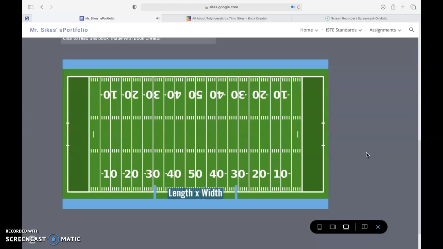Let's find the area of this American football field. Now we know that the football field is 50 yards wide, and we know that the football field is 120 yards long because each of the end zones is 10 yards long. So what we'll do is multiply 50 by 120 to find 6,000 square yards. It is important to remember the squared because we are dealing with area.